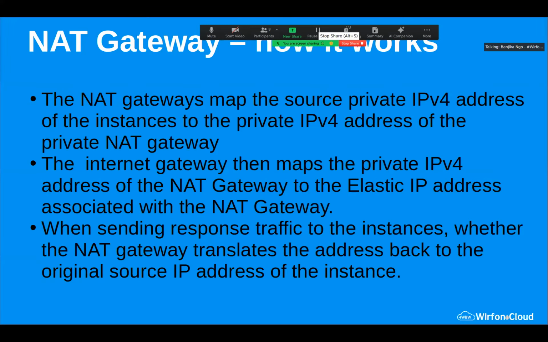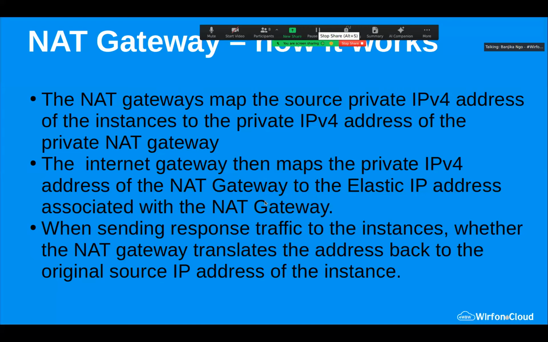So elastic IP is a static public IP address. That means it's fixed, right? It doesn't change. It's always associated to a NAT gateway. The internet gateway will map the private IP address of the NAT gateway to the elastic IP address associated to it. Because the elastic IP, which is static and also public, is then able to go to the internet.